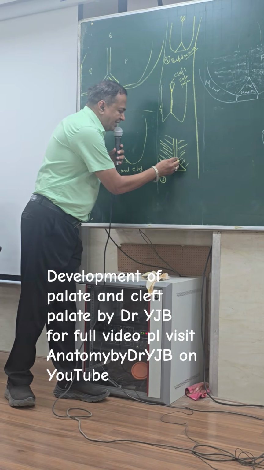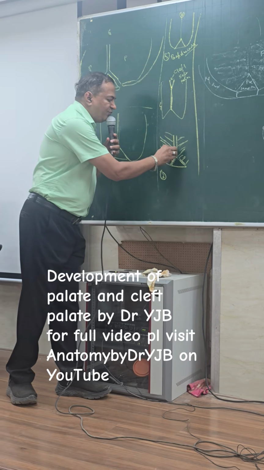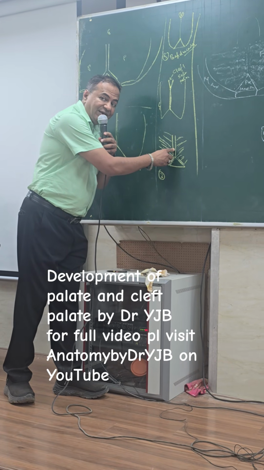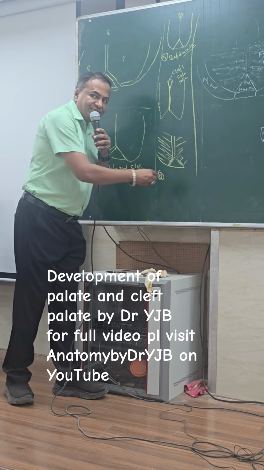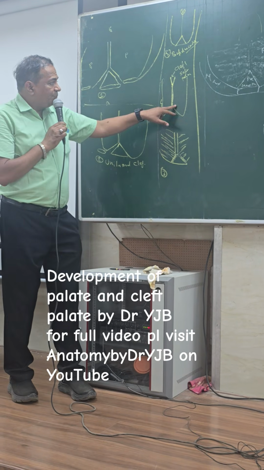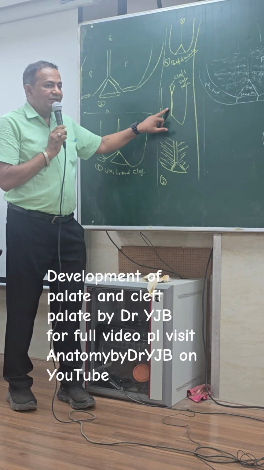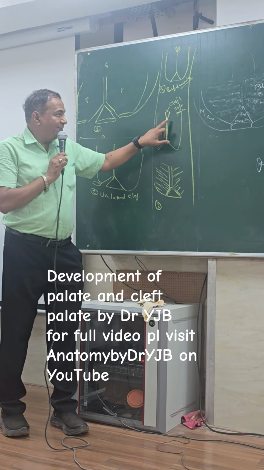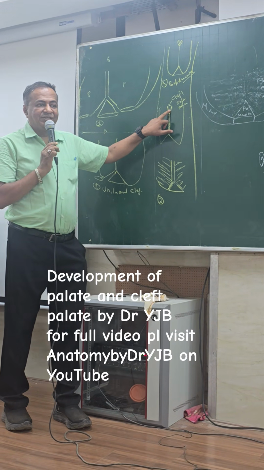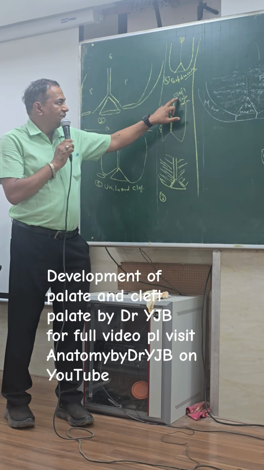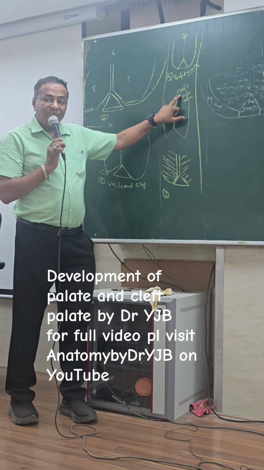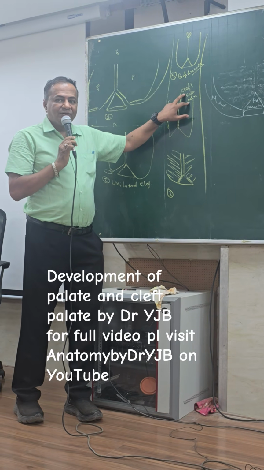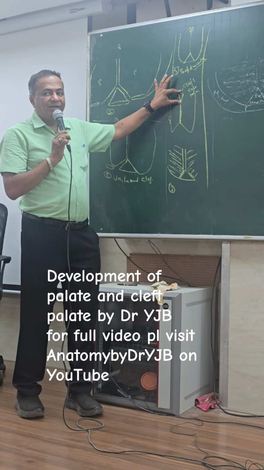Third possibility is that both the palatine processes of maxilla fuse with the premaxilla. They have fused with the premaxilla, but they have failed to fuse with each other. So that time there is a midline cleft palate. Fourth possibility is that the two fuse with each other anteriorly, but posteriorly they don't fuse with each other, and this leads to a cleft in the soft palate. Soft, because the posterior part forms the soft palate.